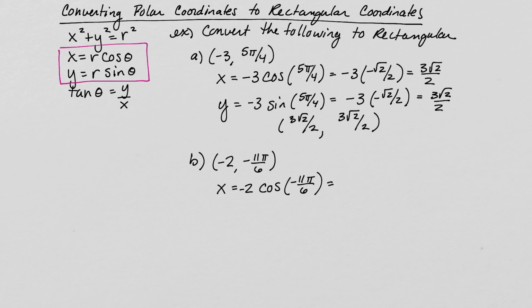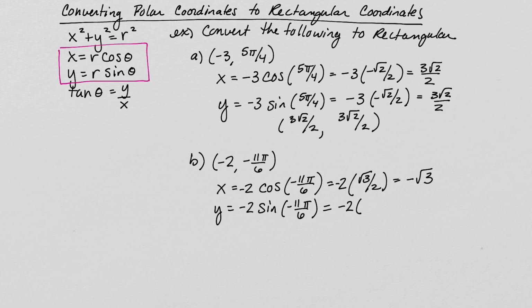So it's going to end up being 2 times root 3 over 2. And so, -2 times root 3 over 2. And so that's going to end up being negative root 3. And y is going to be -2 times the sine of minus 11 pi over 6, which is going to be -2 times 1/2, or -1. So the coordinates here are going to be minus root 3, comma, minus 1. So going from polar to rectangular is actually pretty straightforward.